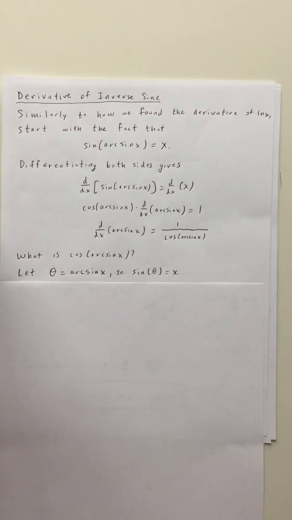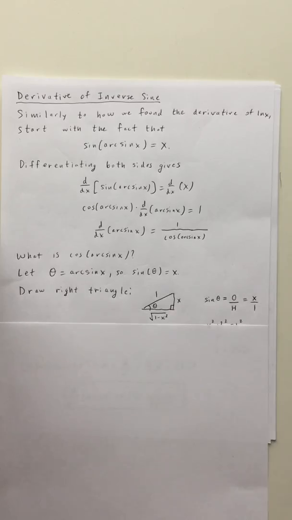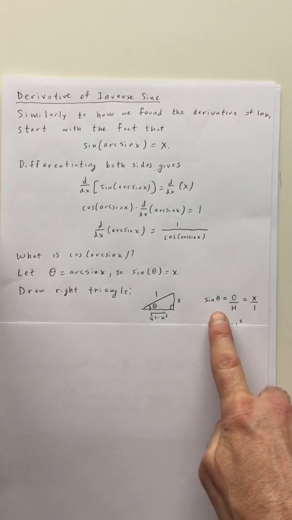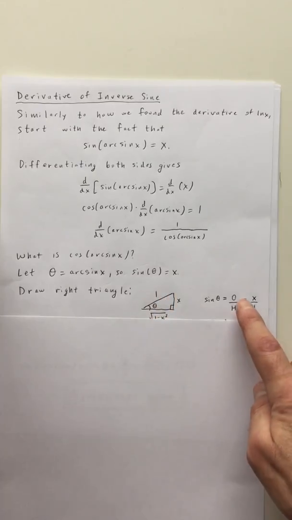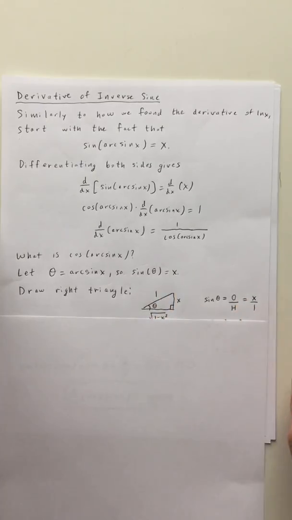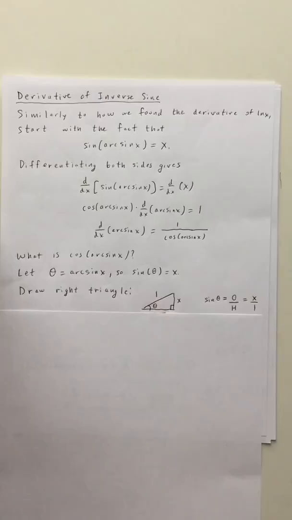So if we let theta be arc sine of x, remember arc sine of x is an angle, the angle whose sine is x. So if theta is arc sine of x, that's another way of saying sine of theta equals x, and so we can draw a right triangle representing that situation. Remember, sine of an angle is opposite over hypotenuse from SOHCAHTOA. And so if the sine of theta is x and we want opposite over hypotenuse to be equal to x, we'll represent it as x over 1.